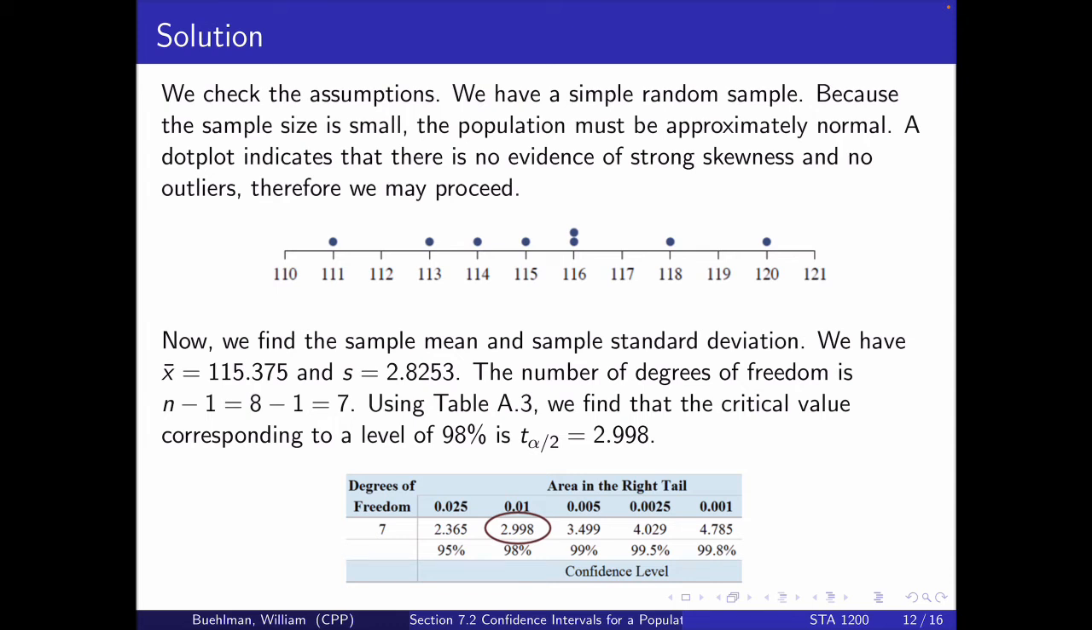Now we find the sample mean and the sample standard deviation. The sample mean is 115.375 and the sample standard deviation is 2.8253. The number of degrees of freedom is the sample size minus 1, so 8 minus 1, which gives us 7. If we look at table A3, we can find that the critical value for 98% is 2.998.